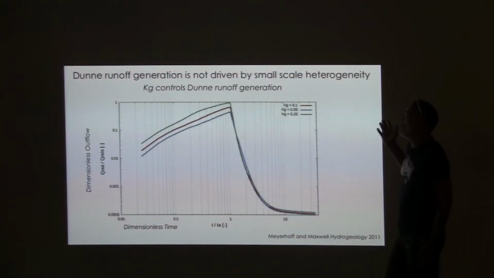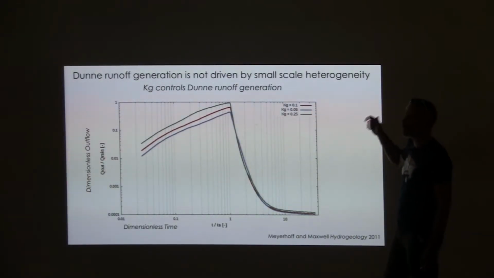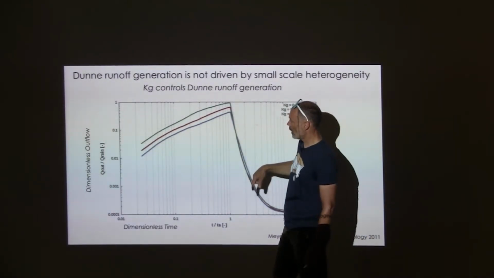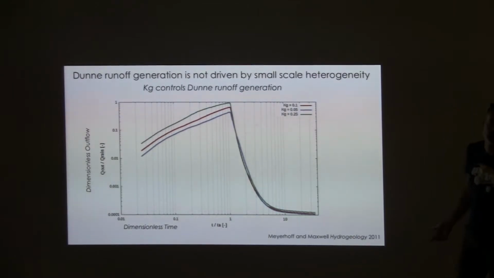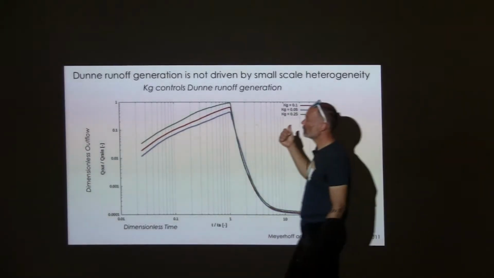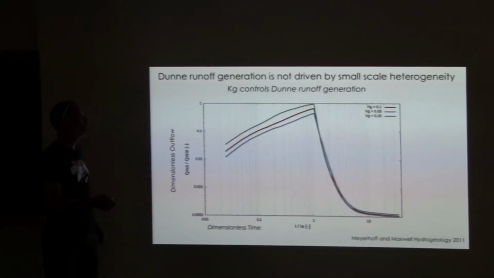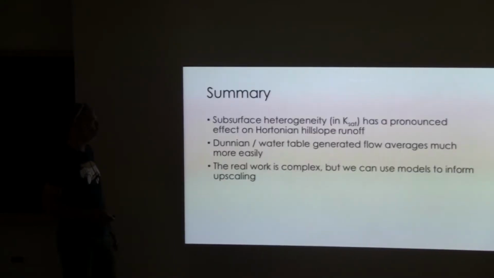And if we jump and say, okay, let's just change our Kg, so we now normalize, change our Kg, so our Kg changes not dimensionless with our rainfall rate, we now get that our average hydraulic conductivity has everything to do with our runoff generation for Dunnian flow. So we get exactly the opposite behavior. For Horton flow, our heterogeneity controls the runoff generation. For Dunne flow, our geometric mean controls the runoff generation.